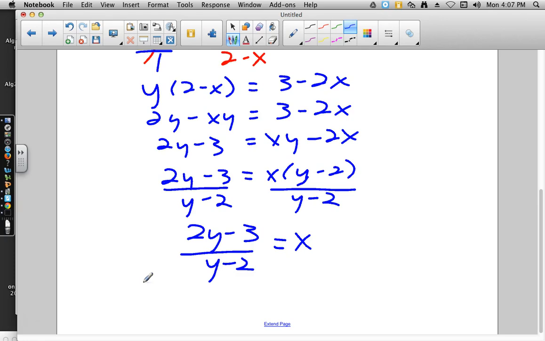So there it is. That is a lot of really good algebra in that problem. And that's a good one to end on.